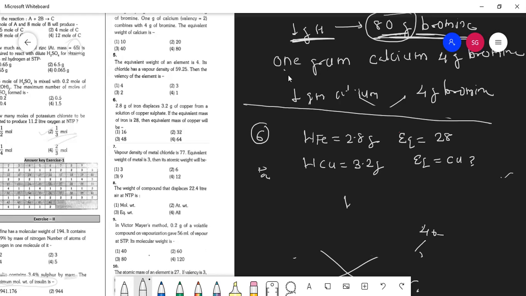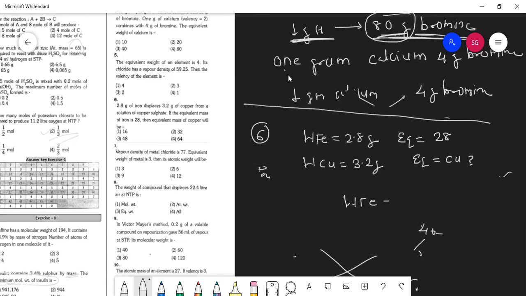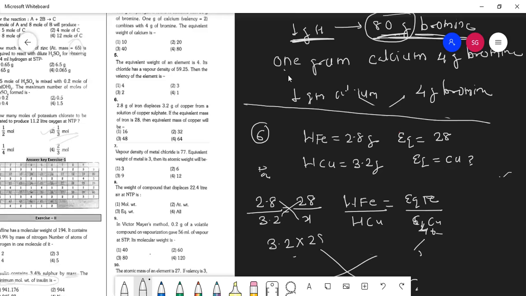Very easy. Weight of Fe upon weight of copper is equal to equivalent weight of Fe upon equivalent weight of copper. Just substitute. Weight of Fe is 2.8, weight of copper 3.2, equivalent weight of Fe 28, and here you put X and cross multiply. So how much will you get? 3.2 into 28 upon 2.8. This point removed, this point removed, this got cancelled. How much do you get? 32. Understood? Yes, sir.